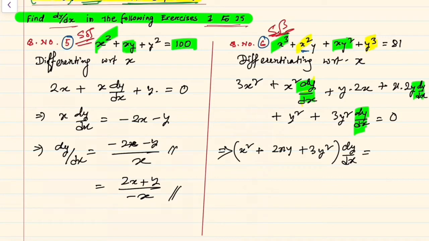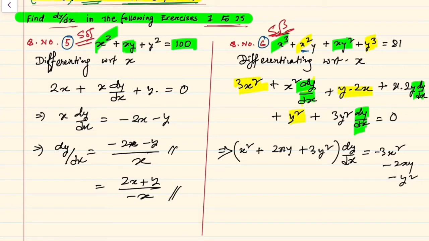And on the other side you can take this thing, this one, okay, and this one, yes. So it's going to be minus thrice x square minus twice xy and minus y square, isn't it?